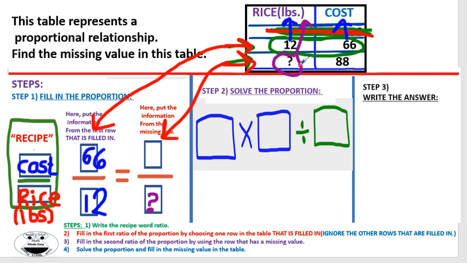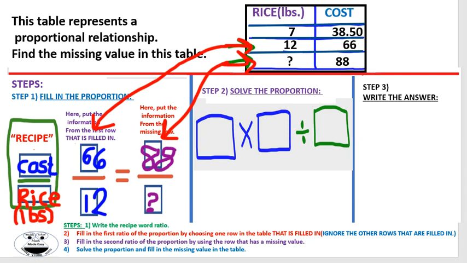And now we know that the question mark and the 88 are paired together. They are like buddies or teammates. They go together. So I'm going to put the 88 here, and just to show you that it makes sense according to the recipe, I see the 88 is the cost, and the cost, according to our recipe, goes on the top. So now, let me just erase everything on the top because I don't want it to be confusing. So you see now we have this table, and we have our proportion set up.